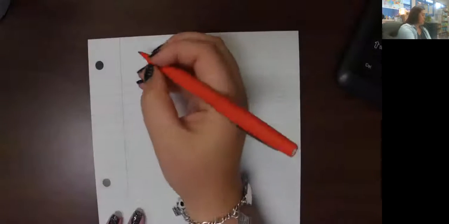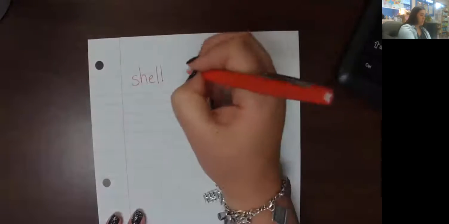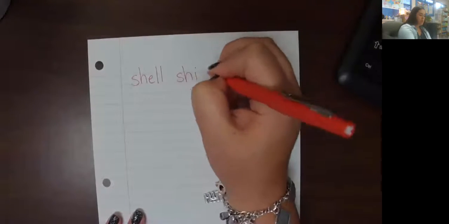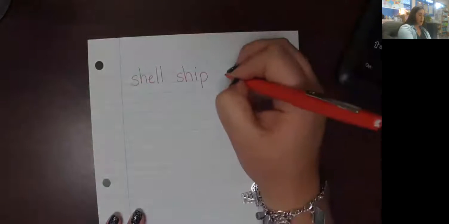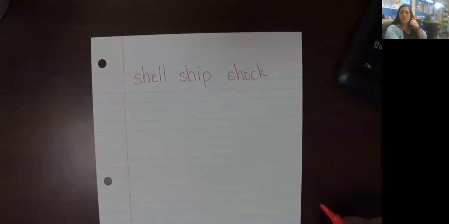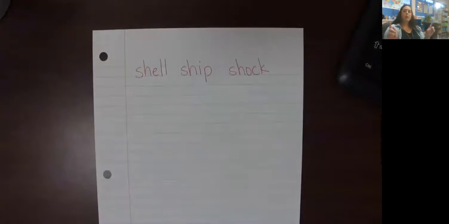Okay, now we are going to look at some words. So we have shell, ship, and shock. The sound we hear at the beginning of those words is sh, and it is 2 letters making that sound, and it is SH. So when 2 letters come together to make one sound, we call that a digraph.